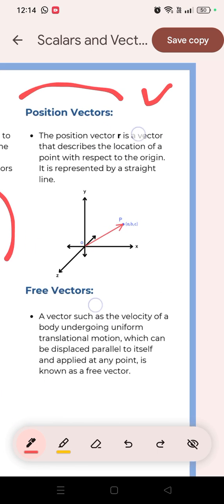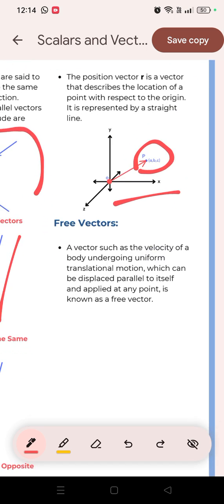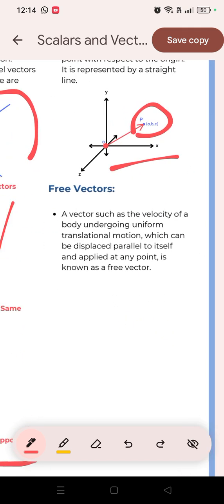Suppose if we see an example here, this is a position vector which we are going to tell, so this will be denoted by P, and with respect to its origin we'll need to tell. And a free vector is something like the velocity of a body undergoing uniform translation motion, which can be displaced parallel to itself. Free vector simply means they can move or translate without changing their essential characteristics.